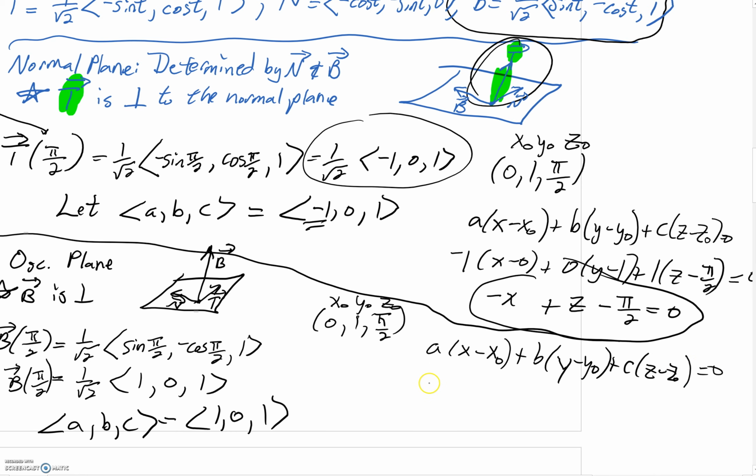We can say our A is a 1. We'll have x minus 0. Our B, of course, is a 0. This is y minus 1. Our C is a 1, and we can have z minus pi over 2.